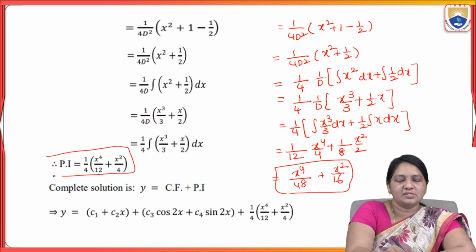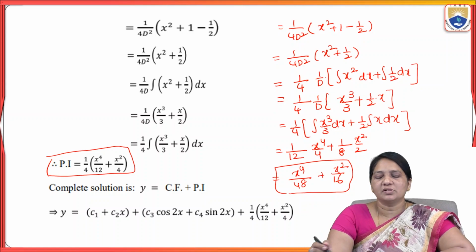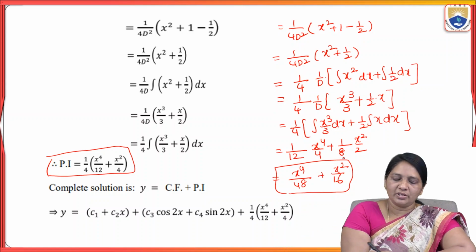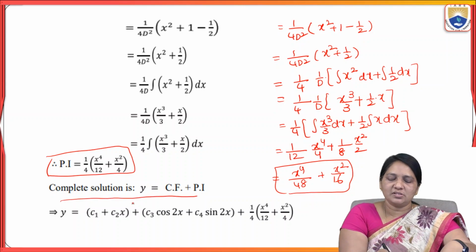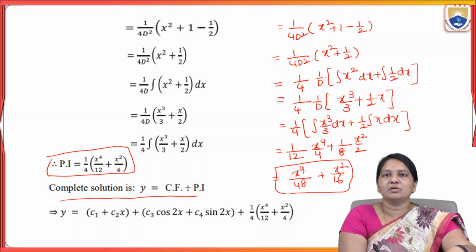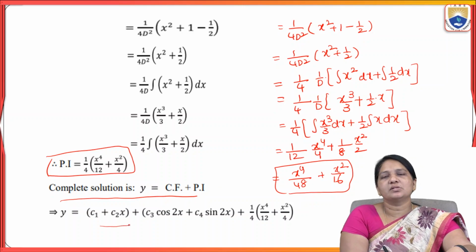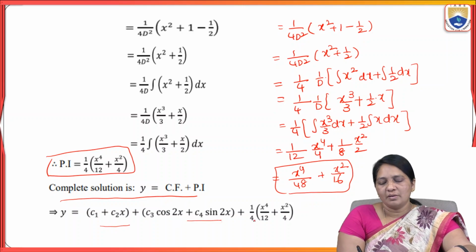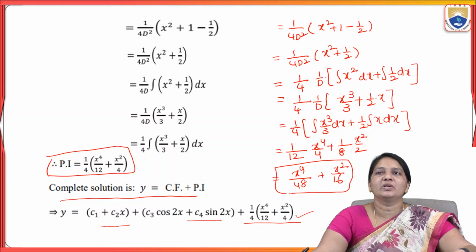So that means this is the particular integral. Already we calculated the complementary function, and this is the particular integral. Together it is the complete solution, nothing but the general solution. So what is the general solution here? y = CF + PI. So the complementary function is C1 + C2x + C3 cos 2x + C4 sin 2x, plus x^4 by 48 plus x^2 by 16. So this is our general solution of the given equation.